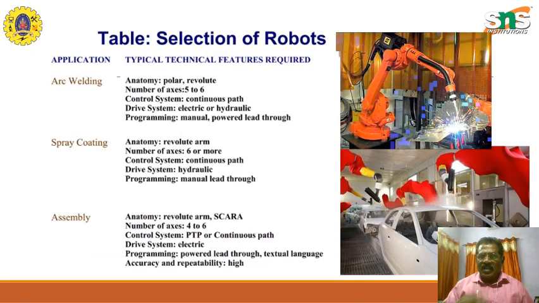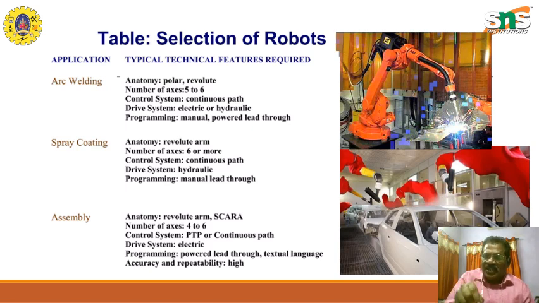Continuing with the selection of robots, depending on the application you can also look at the robot. If the application is arc welding, you see the arc welding robot here. What is the anatomy? Whether it is a polar configuration type of robot or a revolute kind of configuration. The number of axes, whether it is 5 axes or 6 axes. What is the control system, whether it is continuous path or a spot welding kind of robot. The drive system, whether it is electrical or hydraulic, and whether it is manually programmed or powered lead through. Powered lead through means I will be able to teach the robot. I will say this is the point that you have to go to.